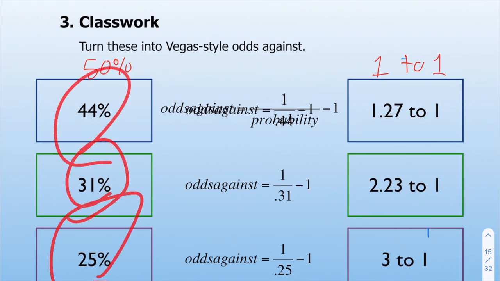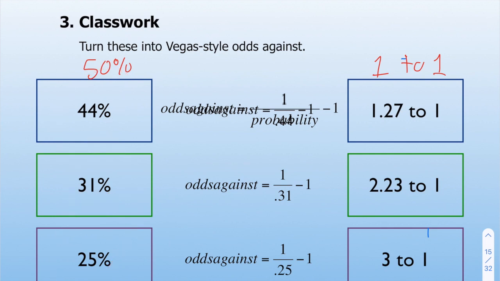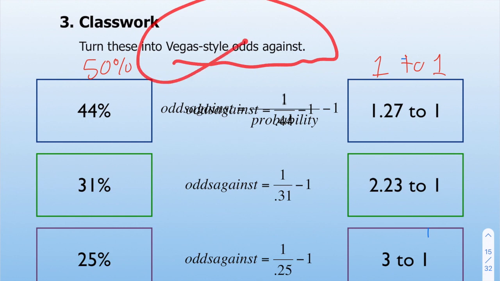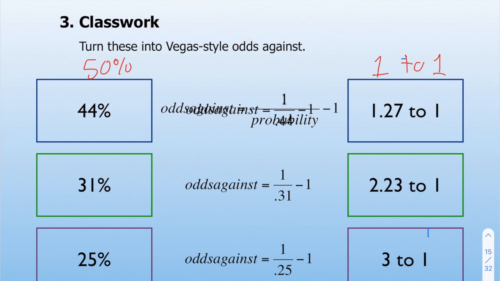So you take all these percentages and you put that percentage over 1. So 1 divided by 0.31, minus 1, will get you that. That's how Vegas comes up with their odds. Anyways, not important right now. That's just a fun fact.